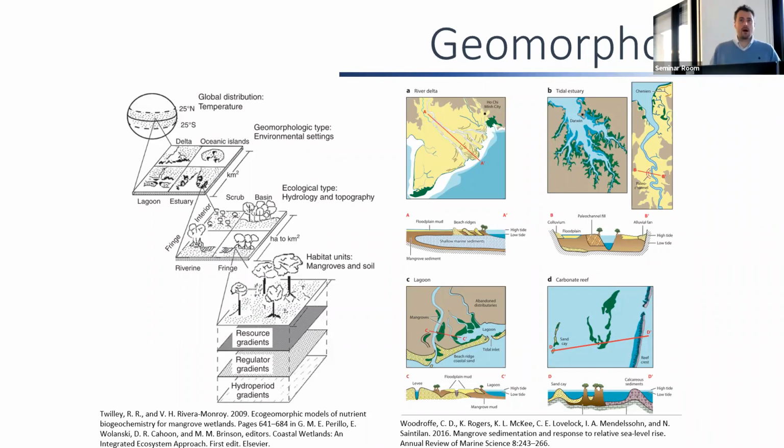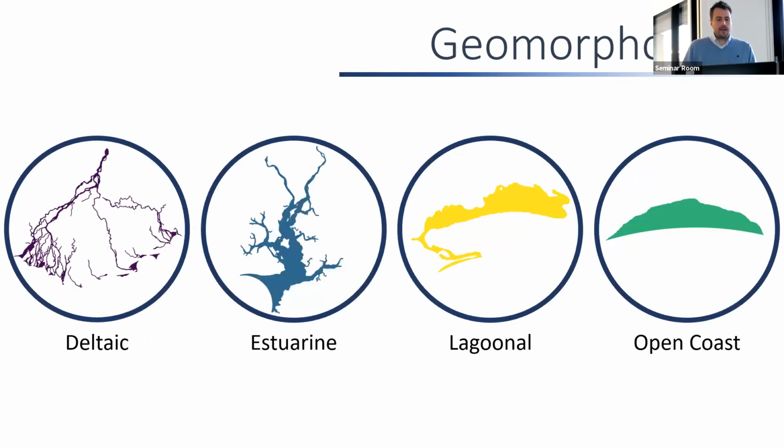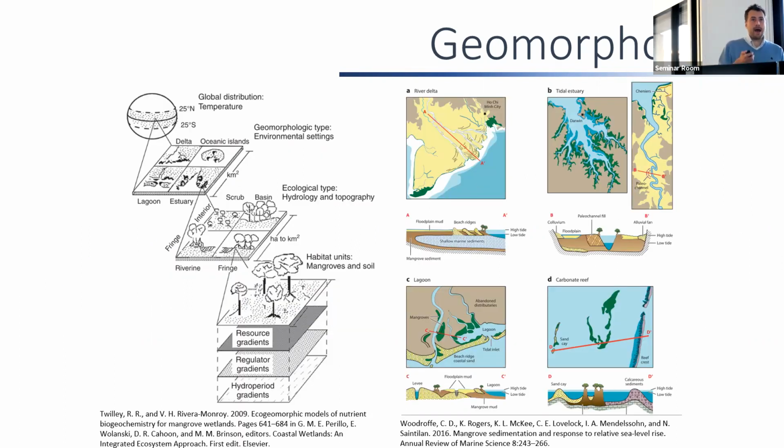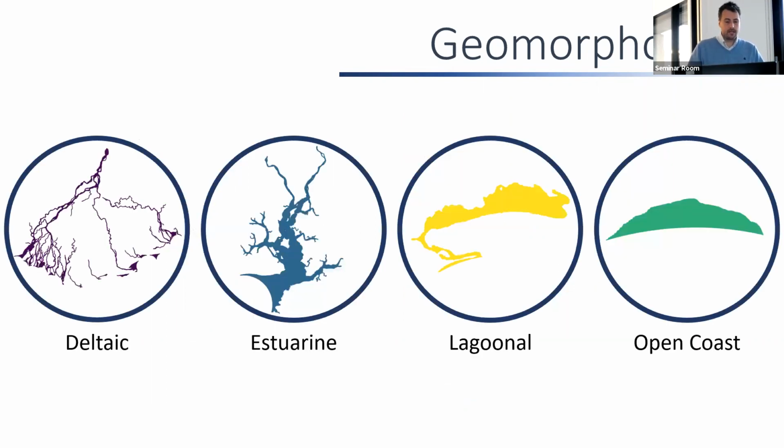Similarly, there is some similar work by Colin Woodroffe and colleagues, also looking at river deltas, tidal estuaries, and the like. Our aim was to try and map this geomorphic type, these large-scale, macro-scale units. So we wanted to try and identify deltas, estuaries, lagoons, and something we're calling open coast mangroves related to embayments.